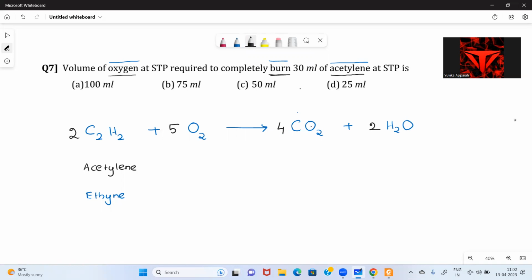Now you can see 2 into 2 is 4, 4 carbon atoms. 2 into 2, 4 hydrogen is also 4. Totally, how many oxygen atoms do we have on the right? 4 into 2 is 8, plus 2, 10. 5 into 2, 10. Clear, Yuvika? Yes. It's a balanced chemical equation.